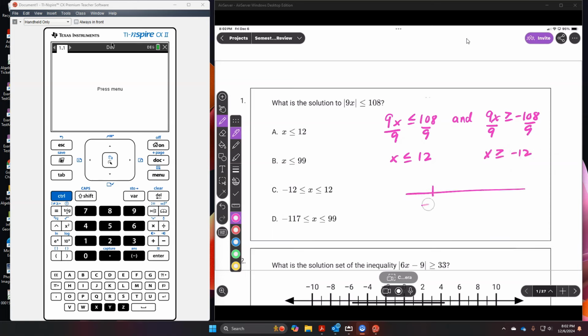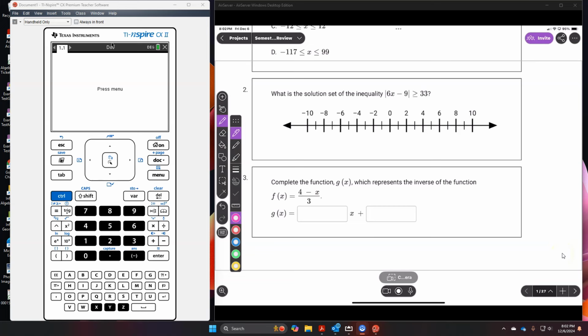So here's negative 12, and it's a closed circle, and it's greater. And then we have 12, closed circle, and it's less than. So the only one that satisfies that is C. You always want to remember to eliminate the wrong answers, okay? So the answer is C.